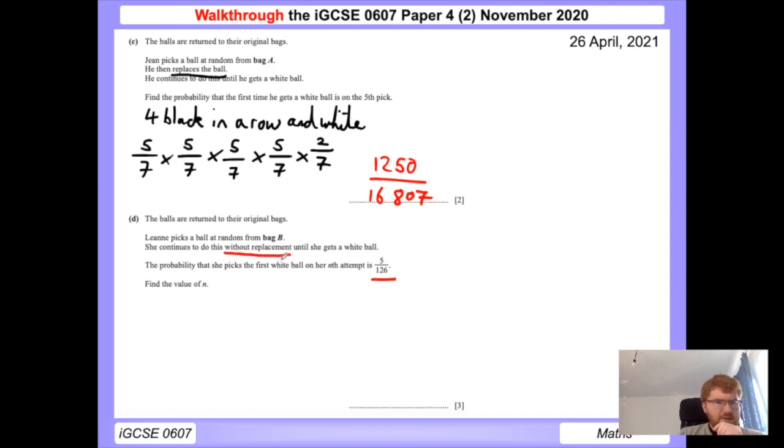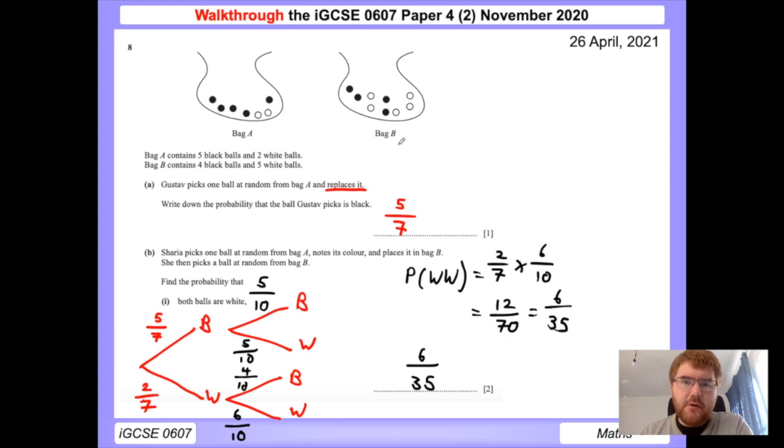So we need to work out the black ball. So we go back. The probability of getting a black ball here is 4 out of 9.